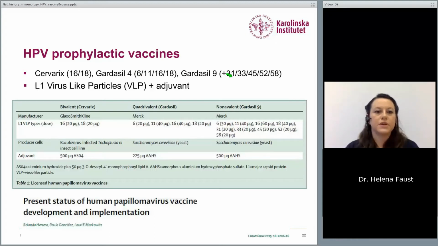So what's the difference between Cervarix and Gardasil? Basically, they have a different protein expression system. In Cervarix, it's an insect cell line, and in Gardasil, it's yeast, and they have different adjuvants.